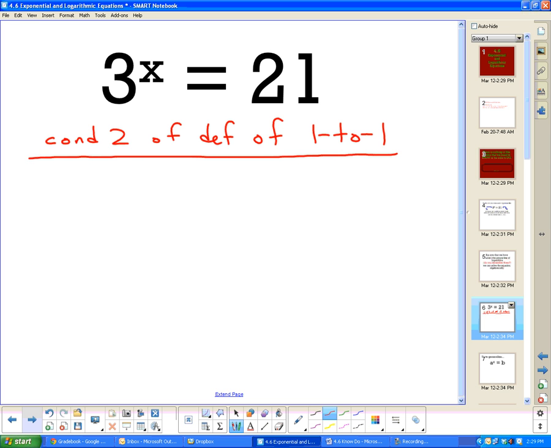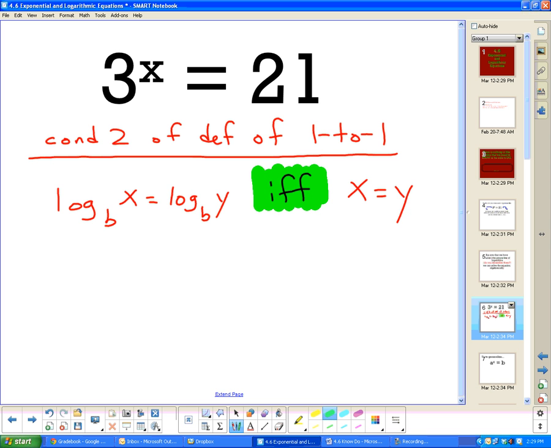Properly written, that statement says logarithm base b of x equals logarithm base b of y if and only if x equals y. The variables might have been different from what your teacher used for that condition, but the idea is the same. What I really want to highlight is that if and only if right there. Remember that if and only if allows a statement to work in both directions.